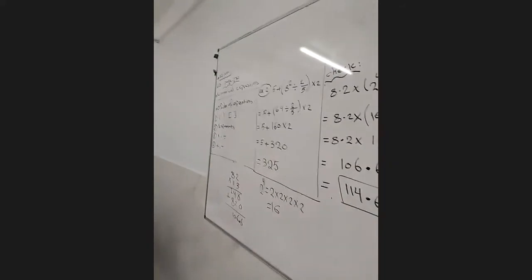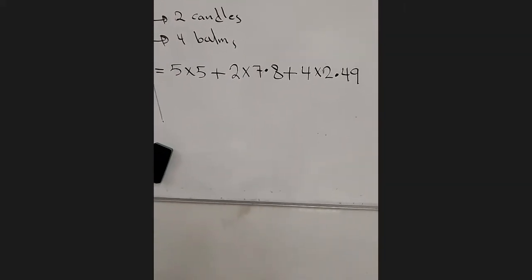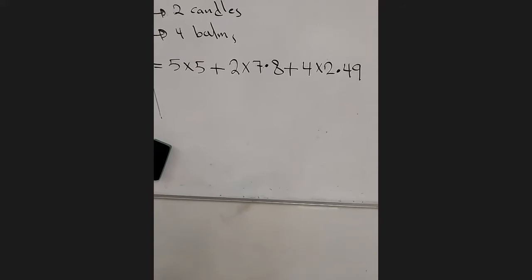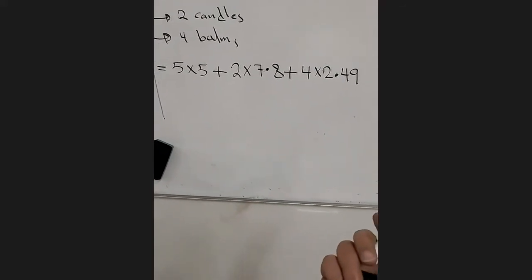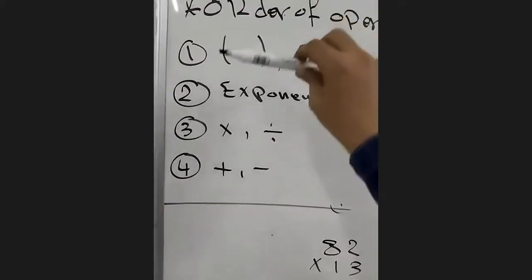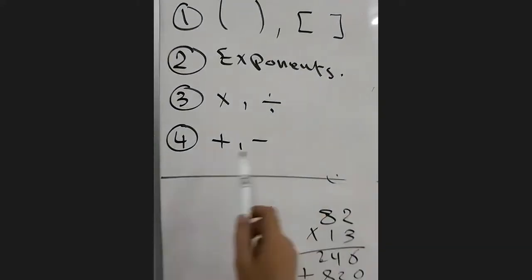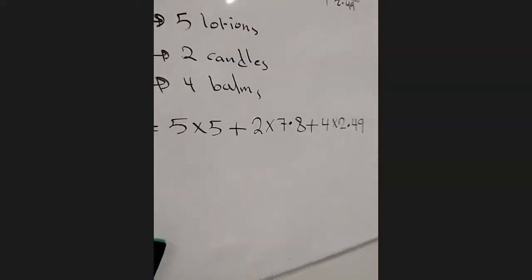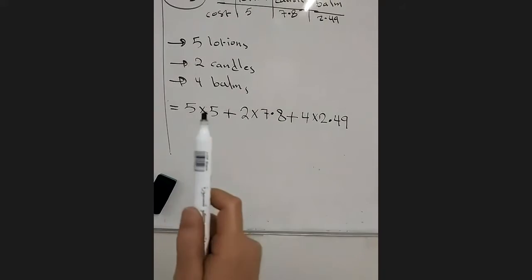First, we will follow the order of operations, right? In the order of operations, we look for brackets, but there are no brackets. Exponents? No exponents. So I don't have parentheses, and I don't have exponents. I still have multiply, divide, plus, minus. What will I do first? Multiply first.